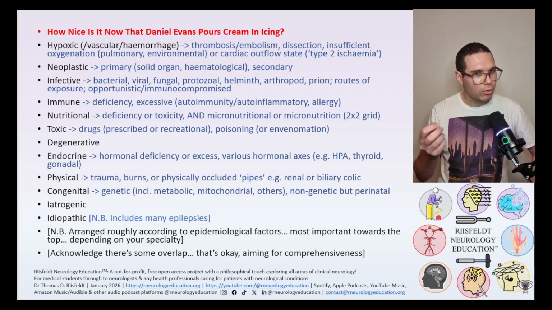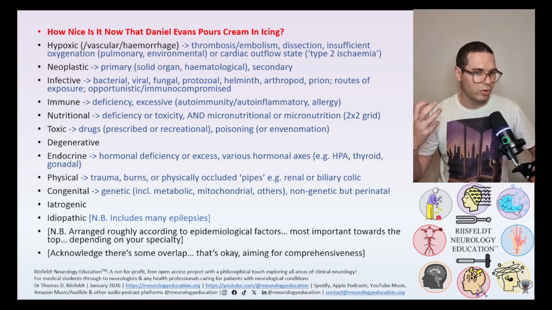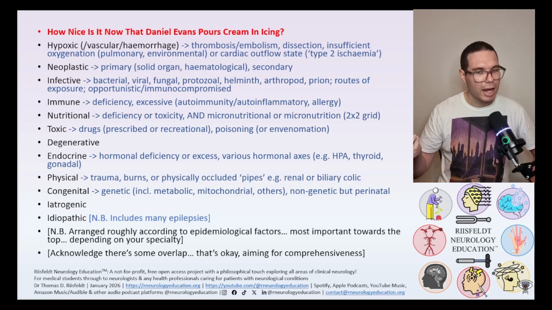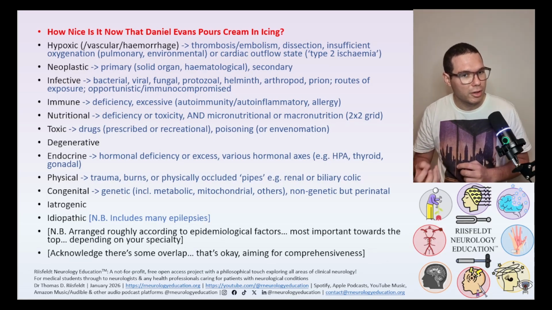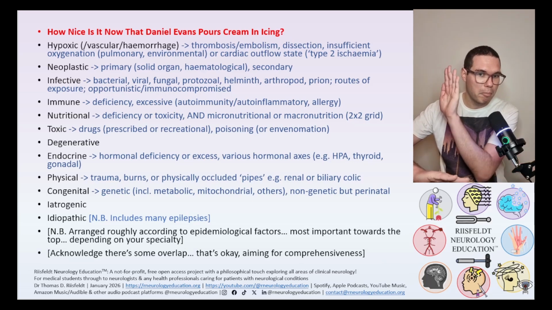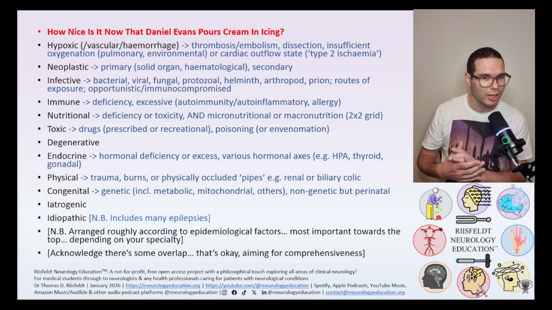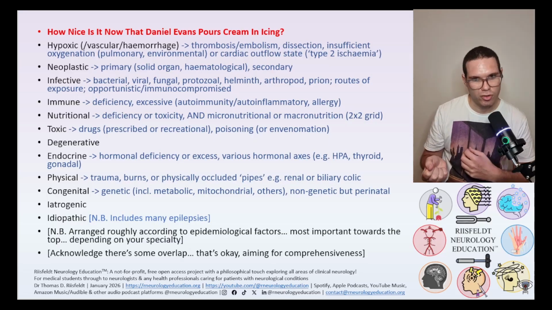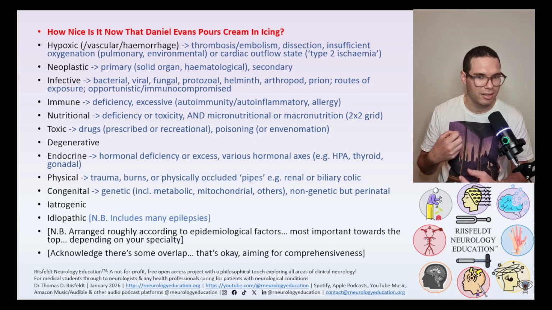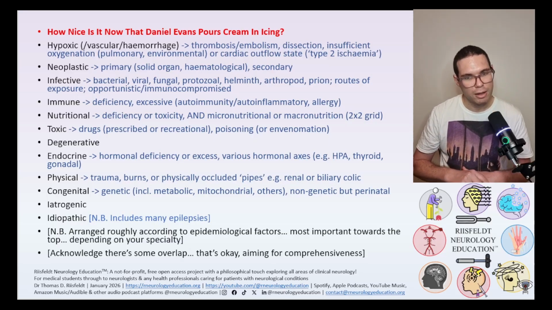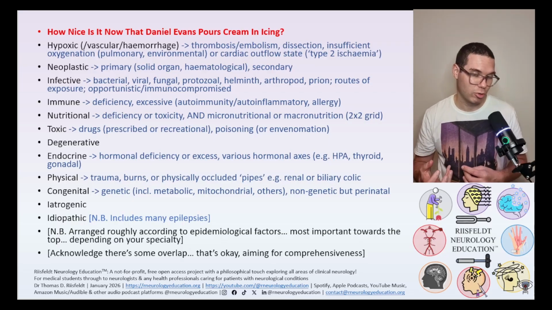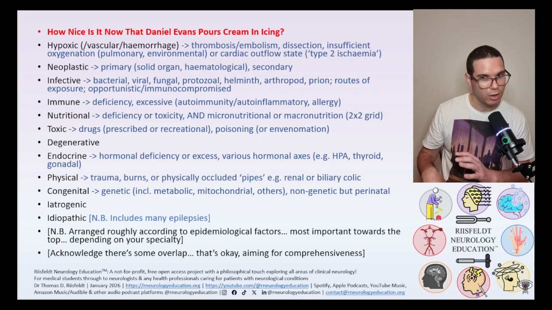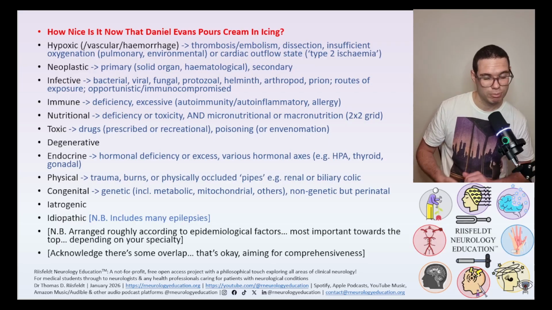Then nutrition, you also think of in terms of deficiencies and toxicities or excessive states. So you can have a nutritional deficiency, or you can have a nutritional excess or a toxicity. And then you also need to think of your nutrients as your micronutrients and your macronutrients. So that makes a bit of a 2x2 grid. So for instance, you could have a vitamin B12 deficiency, or you could have a vitamin B6 excess, or you could be obese because you have a macronutritional excess, or you could be malnourished because you have a macronutritional deficiency.